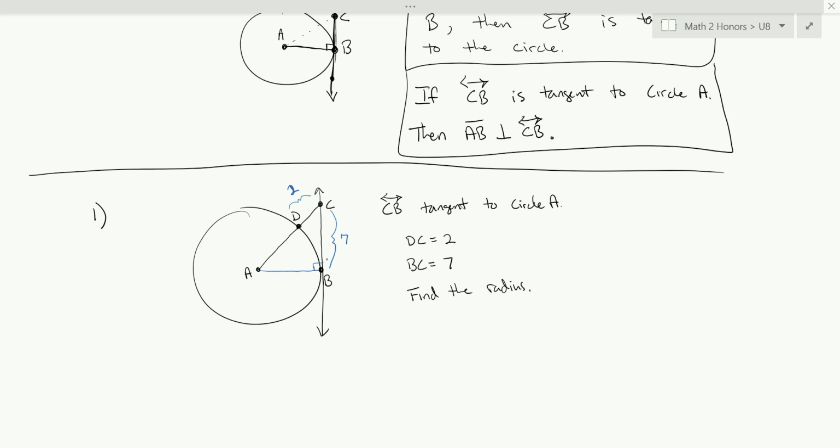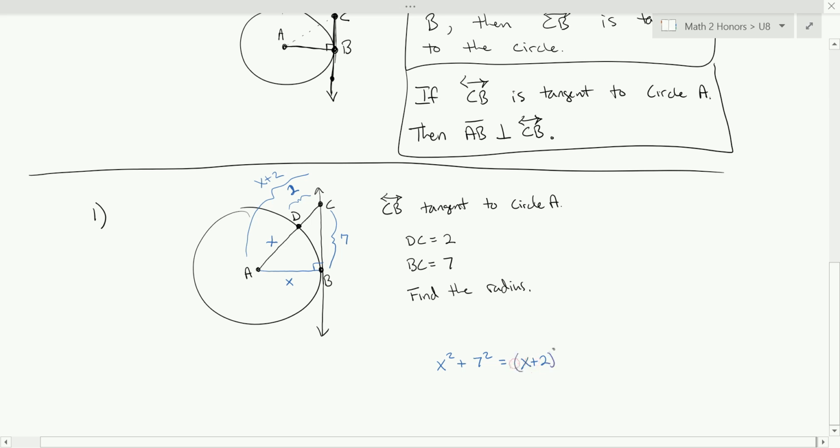So now what? Anything else we could put on this picture? What are we after? The radius. So let's call that x. If we're working with side lengths, it'd be nice to use the Pythagorean theorem. How would we write it? x squared plus 7 squared equals, this is also x, right? So the full length is x plus 2, so x plus 2 squared. Go ahead and solve for x.